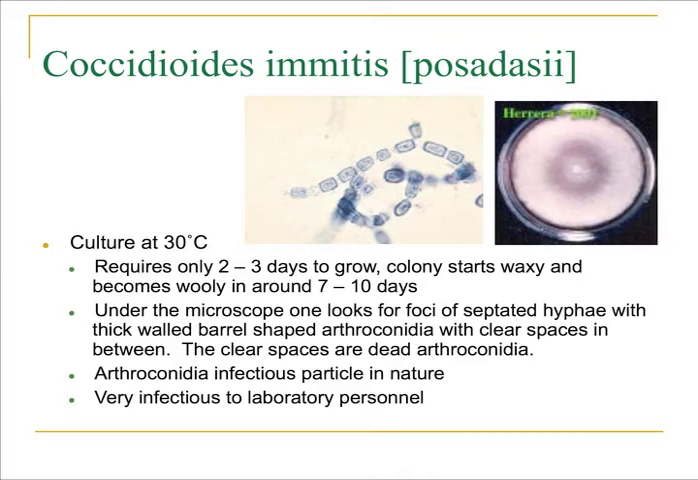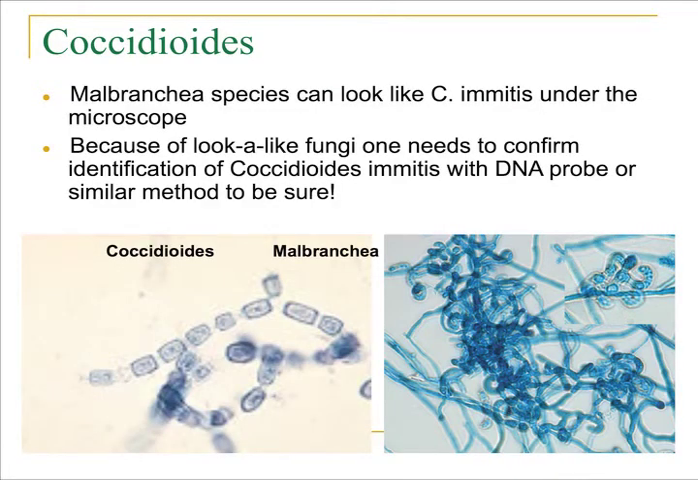On the next slide, we continue looking at what Coccidioides looks like, and also what Cocci could be confused with. Malbranchea species can look like C. immitis under the microscope. So this is the look-alike fungus that you primarily associate with Cocci. Because there is a look-alike for this very important mycelial fungus, you want to make sure that you do a DNA probe or some type of sequencing to assure your identification of Coccidioides.